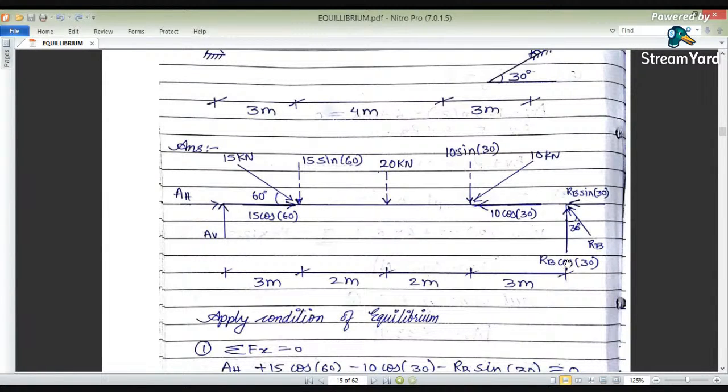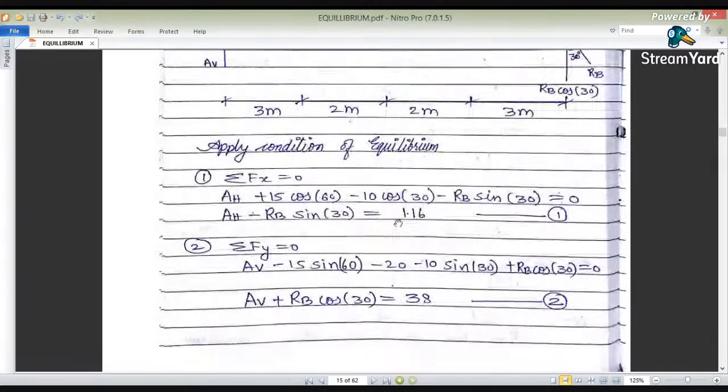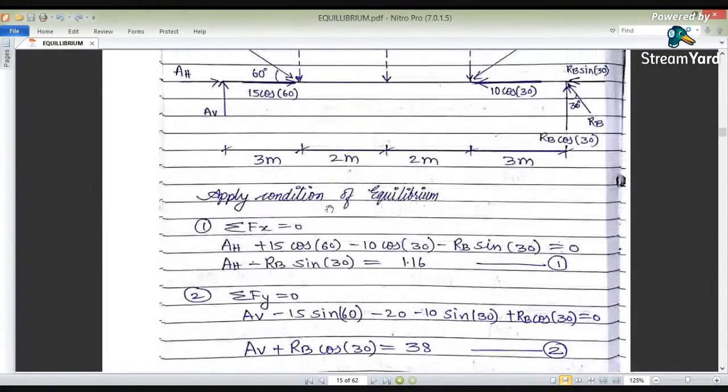What about this RB cos 30? It will be anticlockwise when rotating about A. What about the distance? The distance is 3 plus 2 is 5, again 3 plus 2 is 5, that means 10 meters. So in this way we have calculated AH, AV and RB.